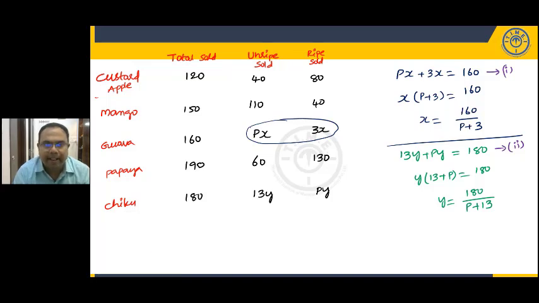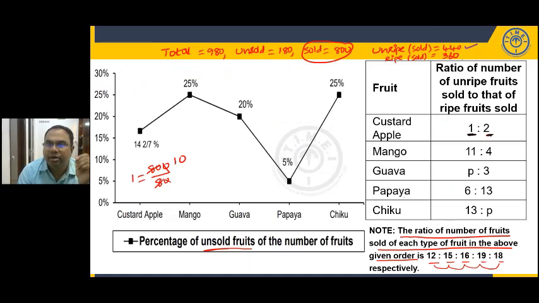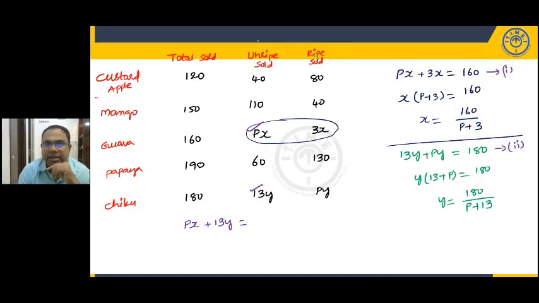One more point. How much is Px plus 13y? Anybody? Value of Px plus 13y? We got the x value and y value here. How many are unripe sold? We have done here 440. How many ripe sold? 360. So these two should be 440 minus the sum of the remaining three: 150, 60, 210. So this has to be 230. Let me take this as the third equation.